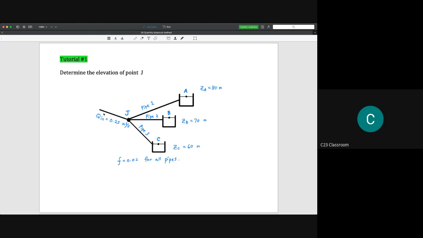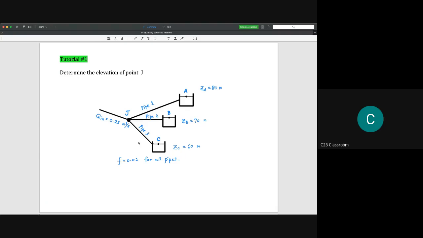So for example, we have an inlet here with 0.25 meter cube per second. Then we have pipe 1, pipe 2, and pipe 3. Each pipe is now connected with a reservoir like this. And this is point A, point B, and point C. We take the friction coefficient for each pipe as 0.02. And then we assume that this water flows naturally, so the elevation is important. From this diagram, we know that the elevation for A is 80 meters, elevation for B is 70 meters, and elevation for C is 60 meters.